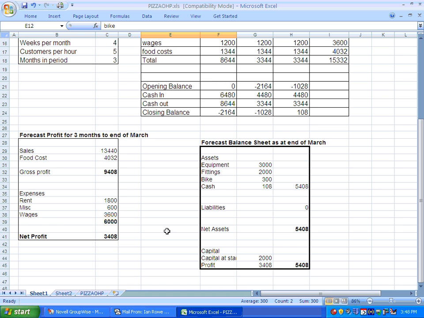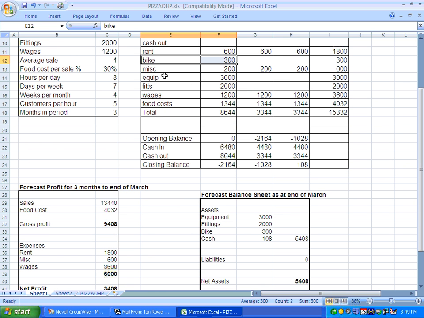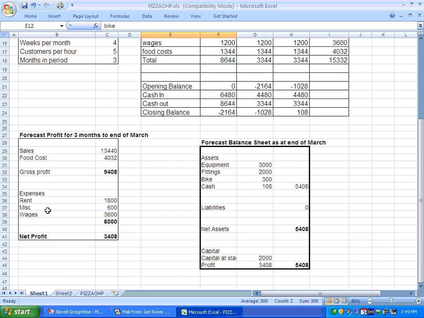What we could put in, we're keeping it simple on this one, but we could put in there the depreciation on the equipment and fittings. That would be an allowance for the amount of those things, those assets, that we have used up. So the fittings, maybe we've worn them out a little bit, so we could put in a depreciation amount in the expenses. I've kept it simple and not put that in, but that's the way we could include it.